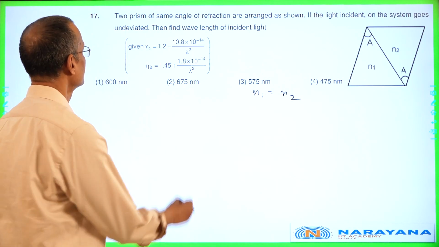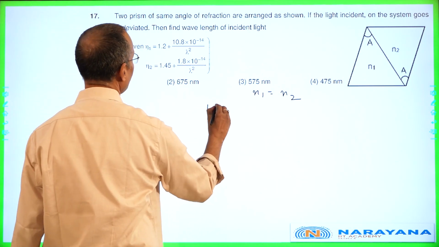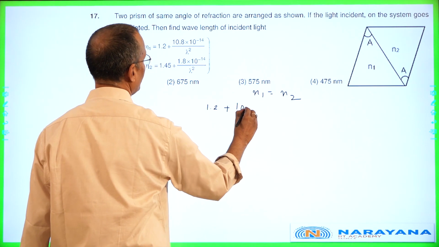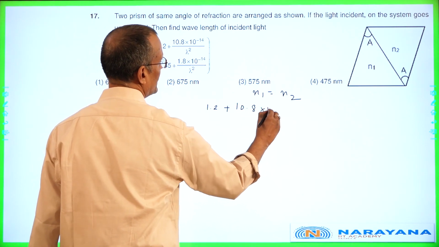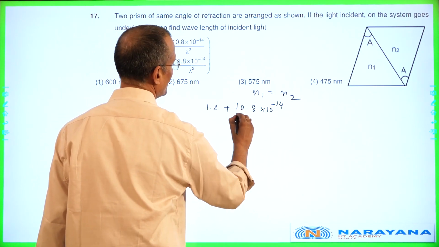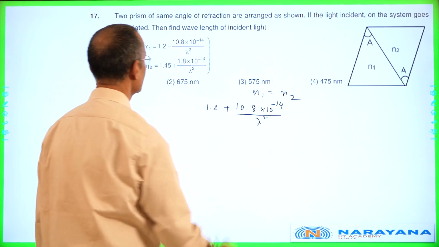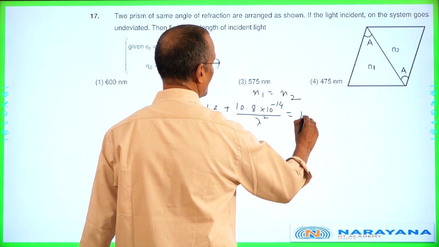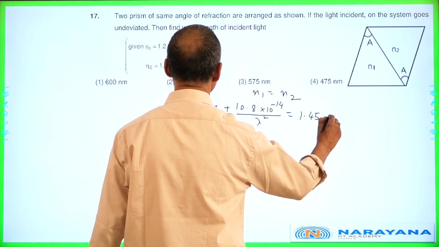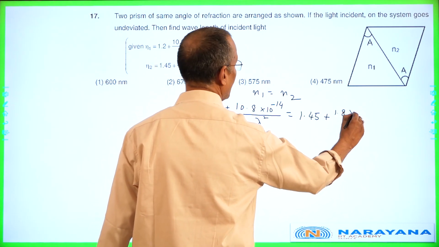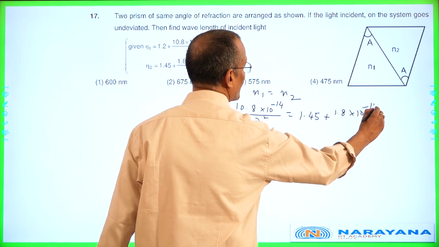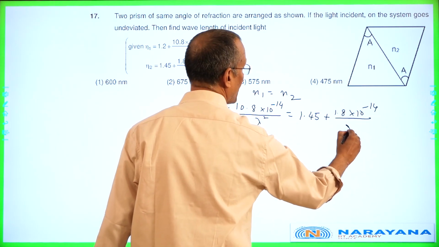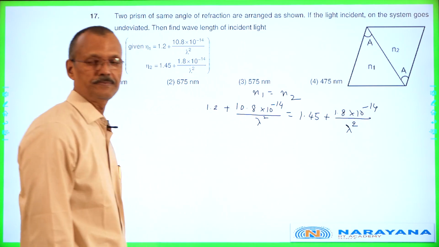Direct. They had given us 1.2 plus 10.8 times 10 to the power minus 14 by lambda squared. It will be equal to 1.45 plus 1.8 times 10 to the power minus 14 by lambda squared.